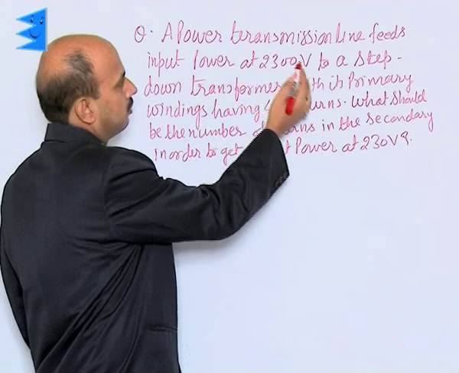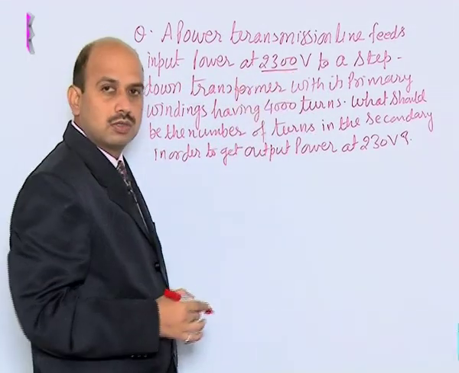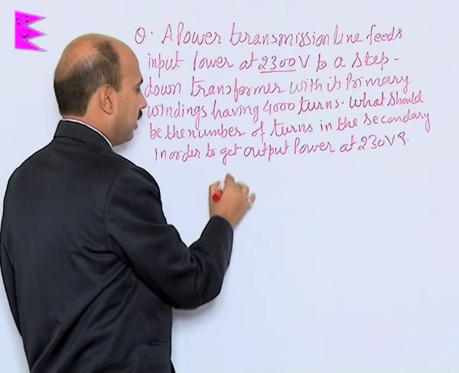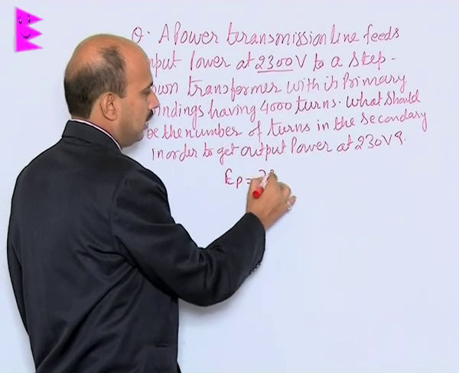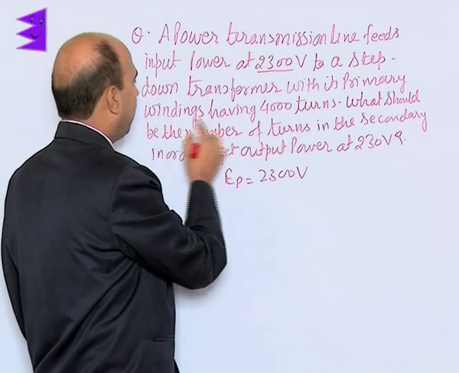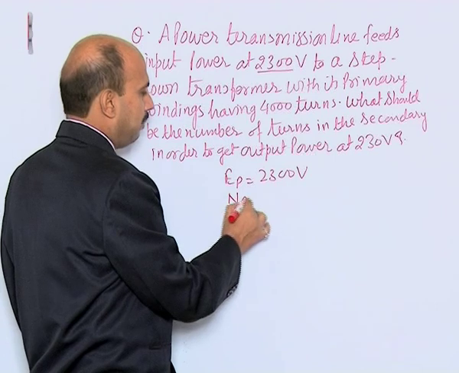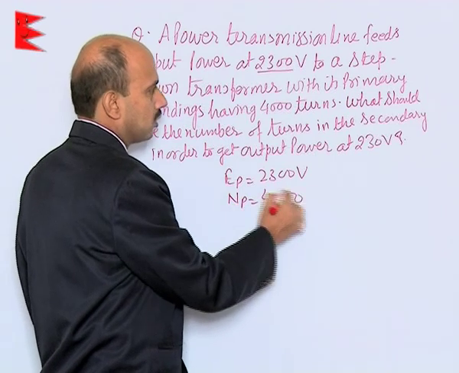A power transmission line feeds input power at 2300 volts. So, we can take here EP is equal to 2300 volts, to a step-down transformer with its primary winding of 4000 turns. So, that is NP is equal to 4000.